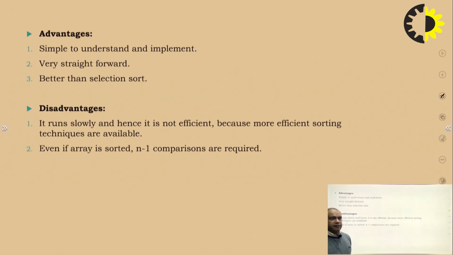The advantage of bubble sort is that it is very simple to understand and implement, very straightforward, and better than selection sort. Now, if I talk about the disadvantages, it runs slowly and hence it is not efficient, because more efficient sorting techniques are available. Even if the array is sorted, n minus 1 comparisons are required.